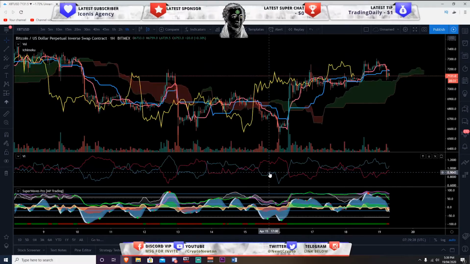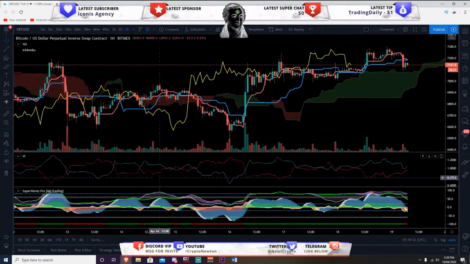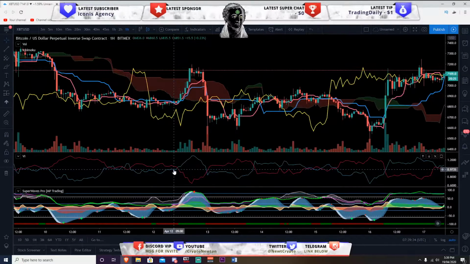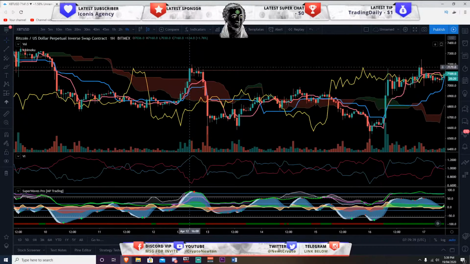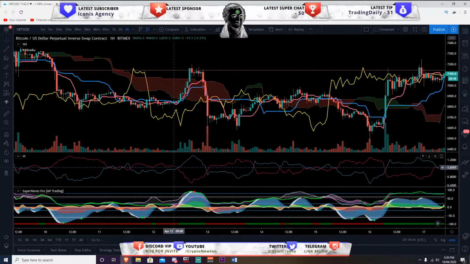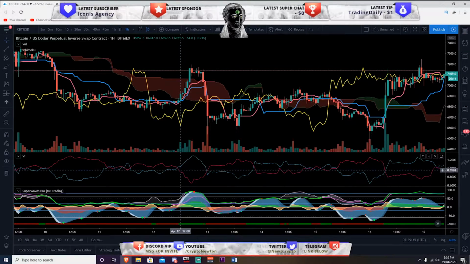So let's actually find a good example. Give me a second. A great example right here. When the VI plus, which is the blue, crossed to the upside, that's when you saw this trigger to go to the upside, and then your negative actually crossed down, right? So these crossovers are going to be very, very important for your entries and exits as well.